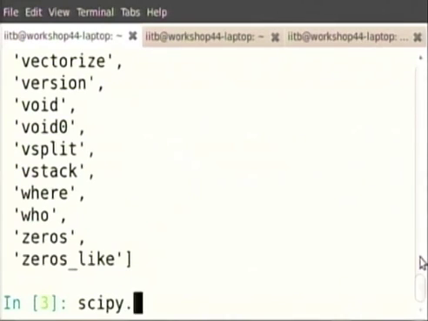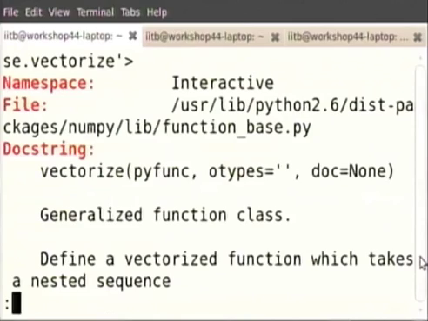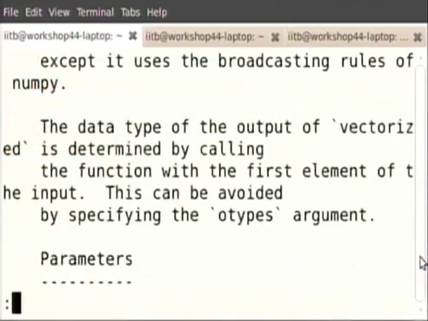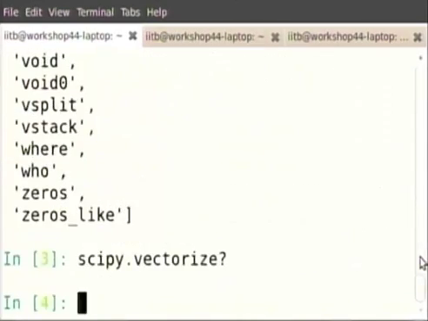So we can find out what something does by the good old question mark. That did not help us much, the description is not very useful, but yes, you can look up the docs, find out, and then find out all about it.